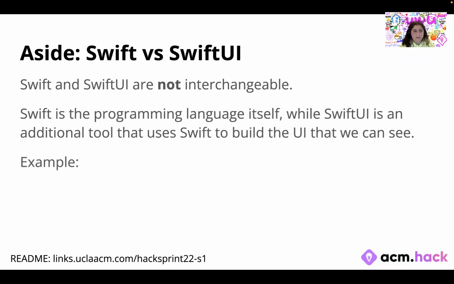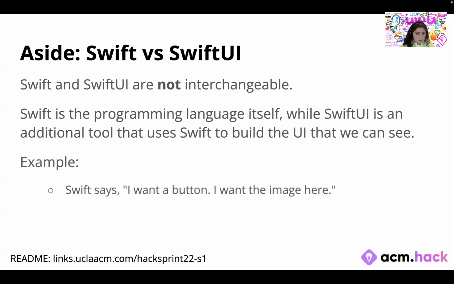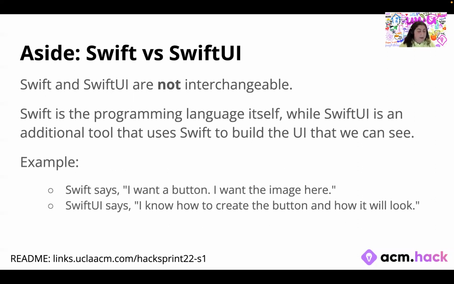As an example, Swift would be saying, I want a button, or I want the image here. Whereas SwiftUI would be saying, I know how to create the button and how it would look. It can be a little bit tricky at first, but the general idea is that we're always going to be coding with Swift, but SwiftUI is just some tools that Apple has provided to make these interfaces a little bit easier to write.